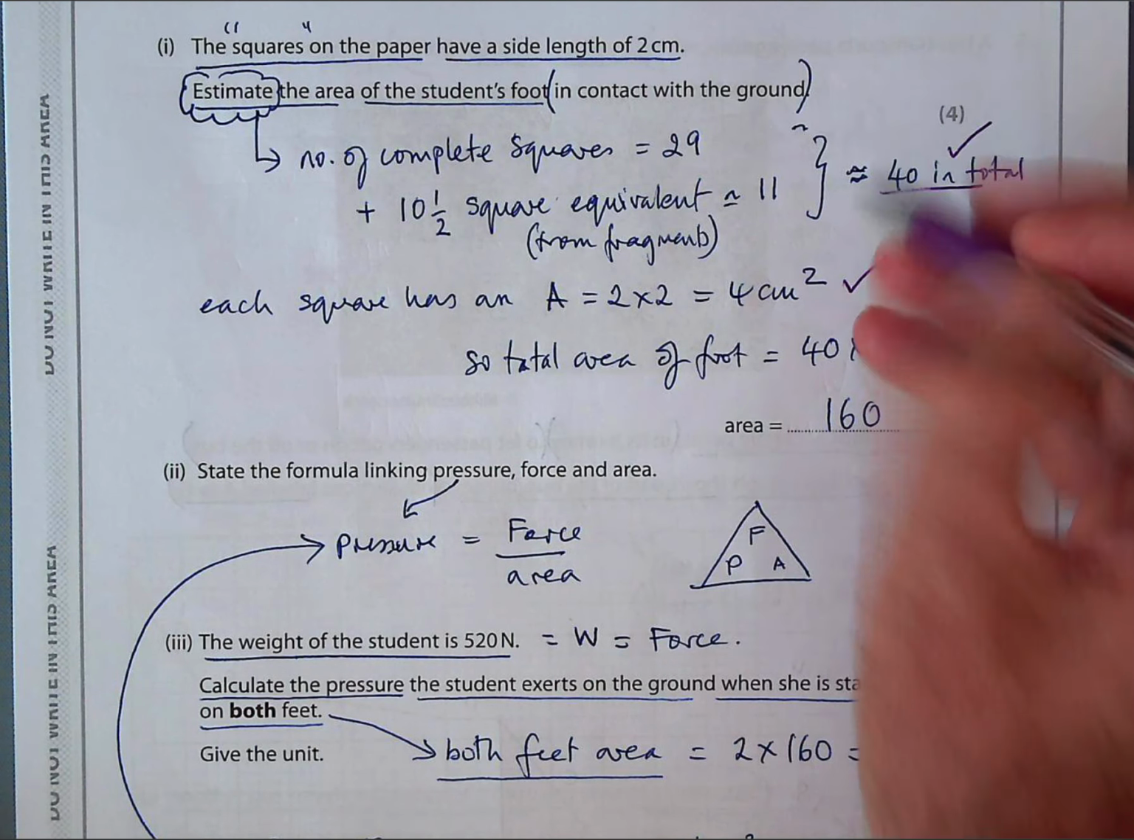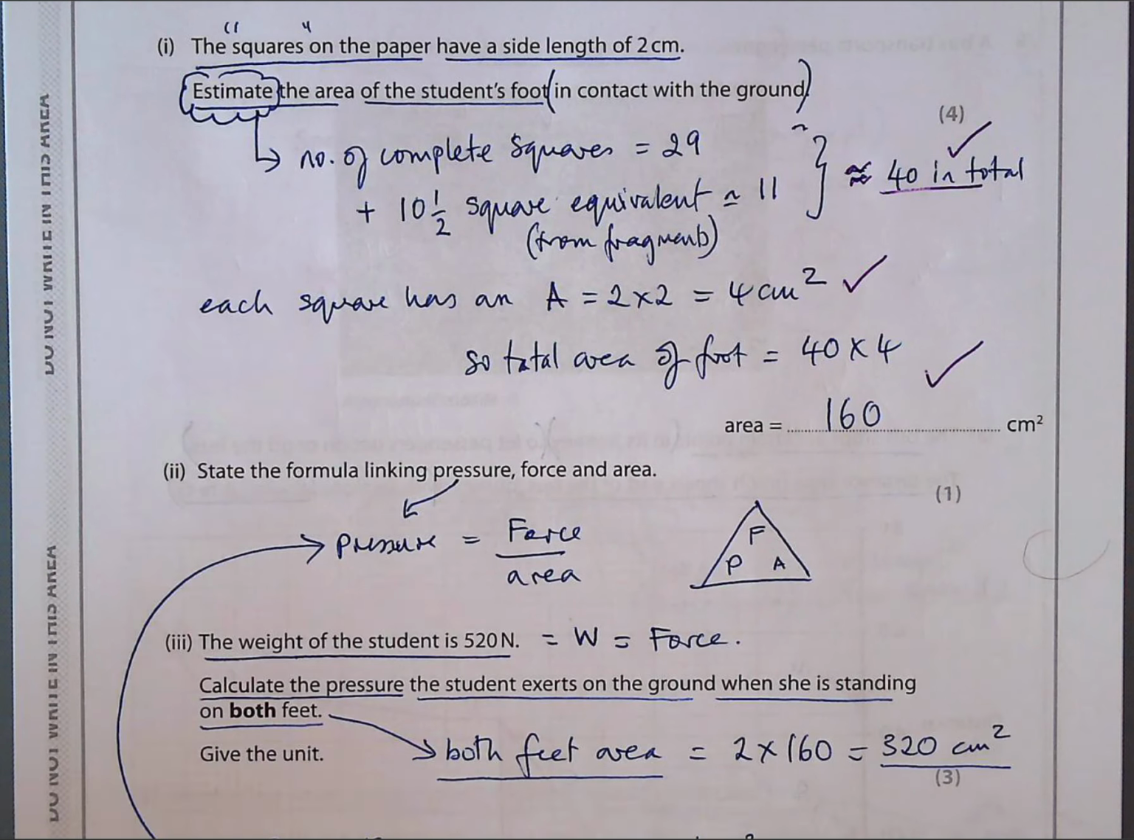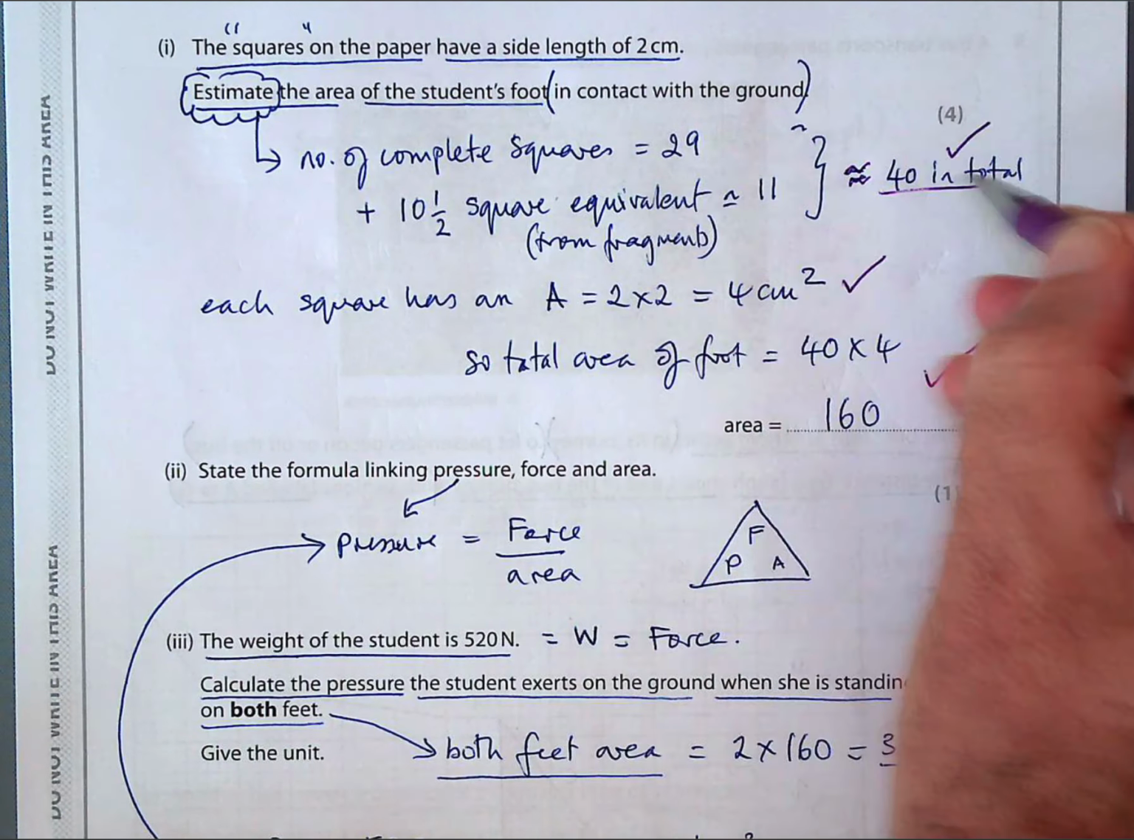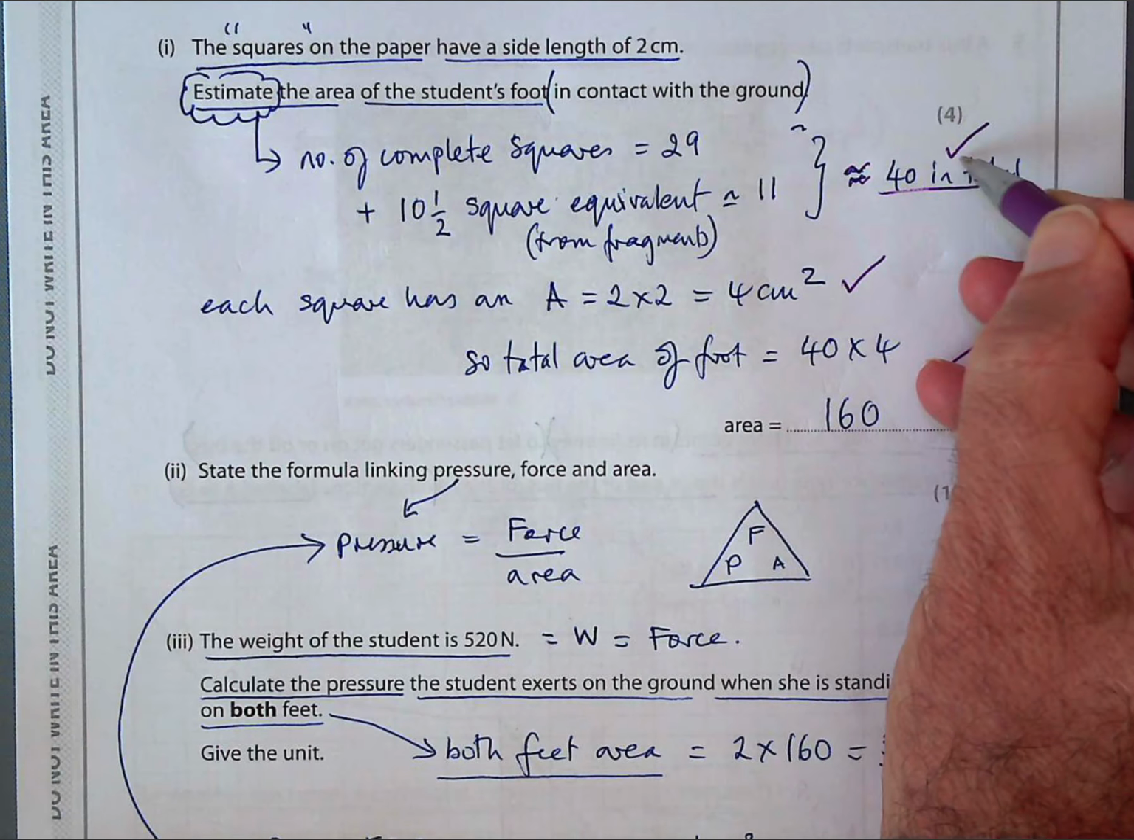Okay, what does that mean? It means it's an estimate. It means we don't know it that accurately. Now you remember each square, so you get 1 mark for doing this counting and showing how you've done it. And you have to realize each square is 4 centimeters squared, 2 by 2. Yeah, so you get 1 mark for that.